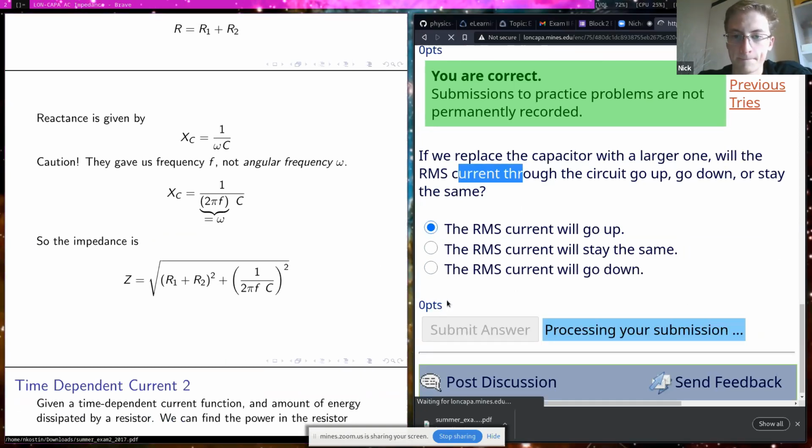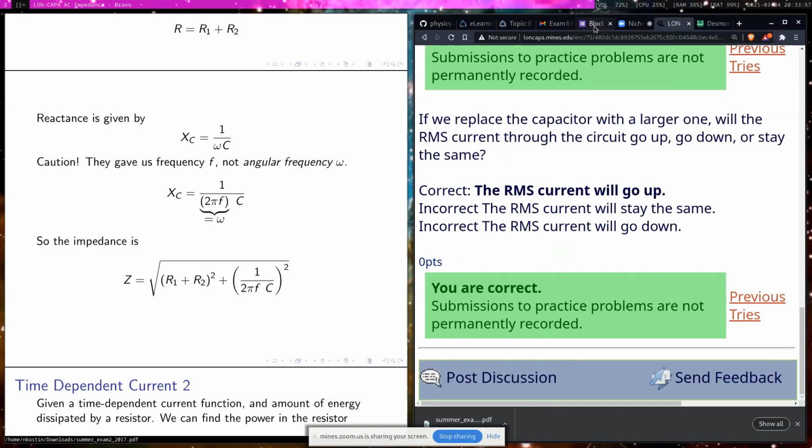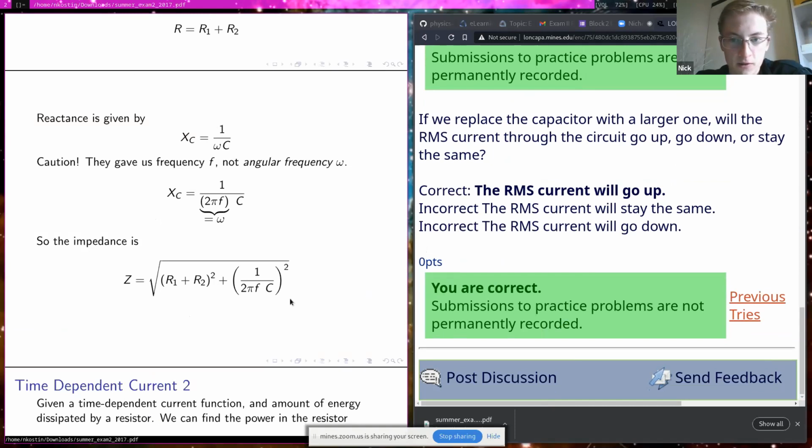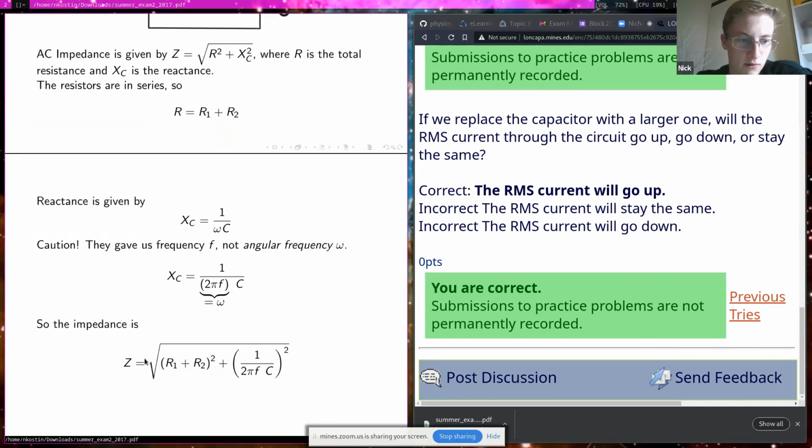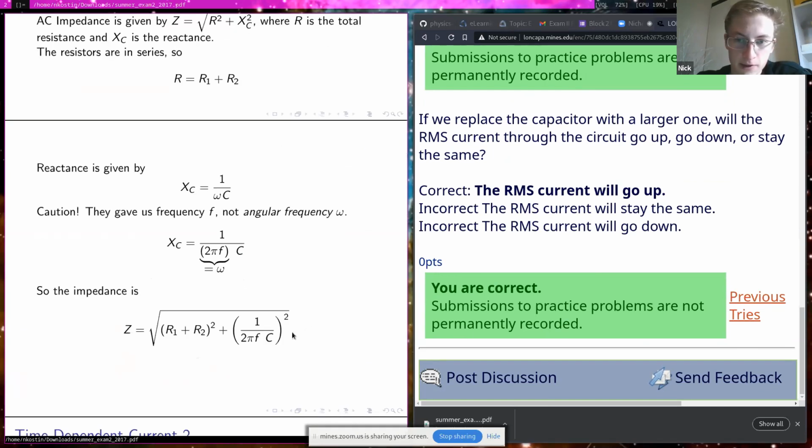Is that because RMS current equals voltage over Z? Exactly. RMS current is equal to the RMS voltage, which we're not changing, that's our same input voltage, divided by the impedance. We already argued that the impedance is going to decrease because my capacitor is bigger. That means this quantity is decreasing, so my Z goes down. If my Z is going down, that's kind of like having a smaller resistor. The current is going to go up.